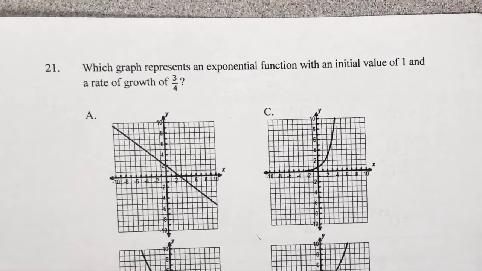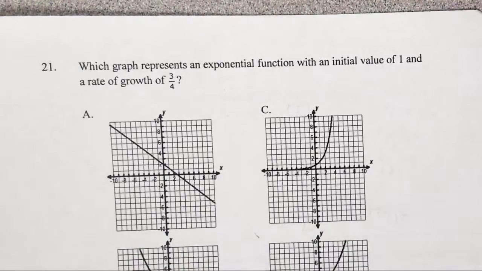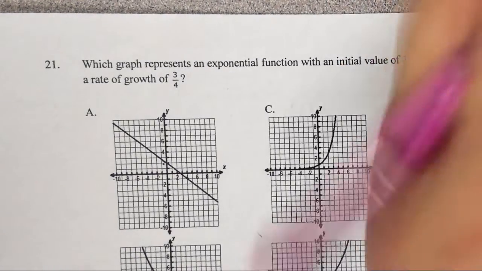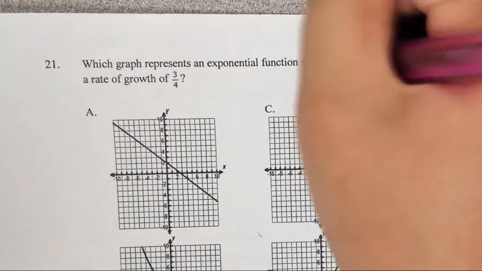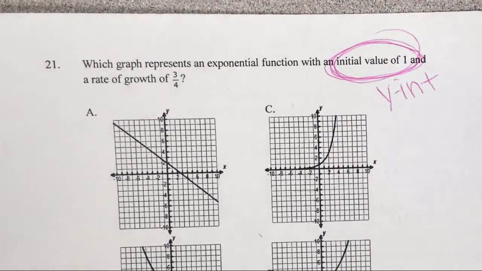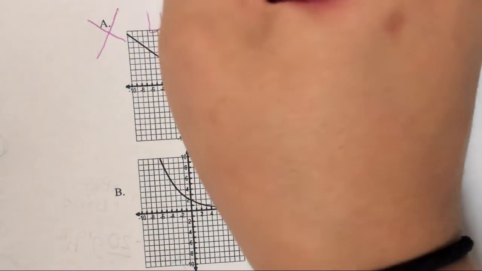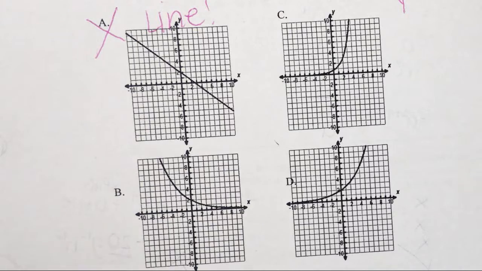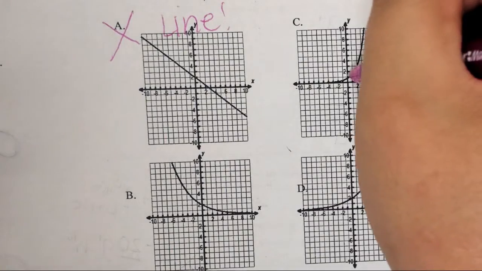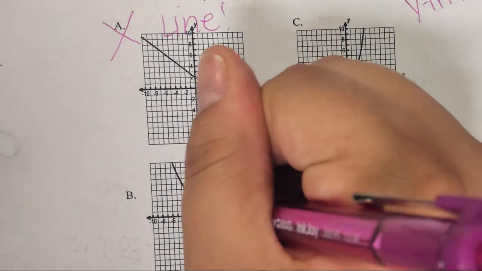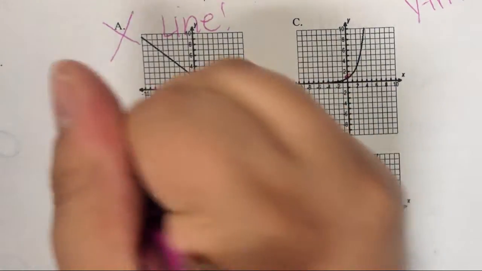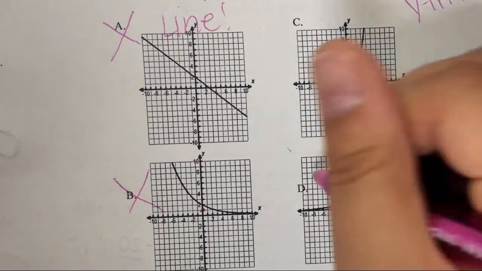Which graph represents an exponential function with an initial value of 1 and a rate of growth of 3/4? So initial value, what does that mean? The y-intercept. Is this an exponential function? No, that's a line. Don't choose it. We're literally in the exponential function test. Don't choose a line. Does this start at 1? Yes. No. No. Does this start at 1? No. No. What's my answer?